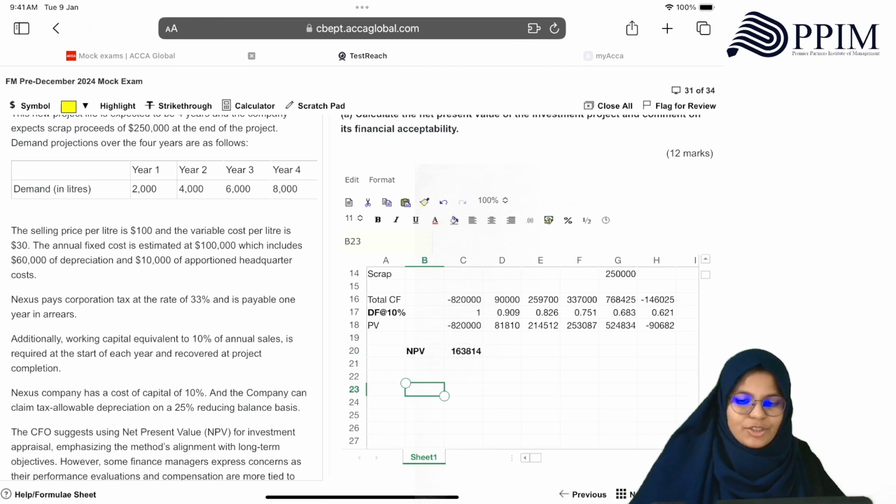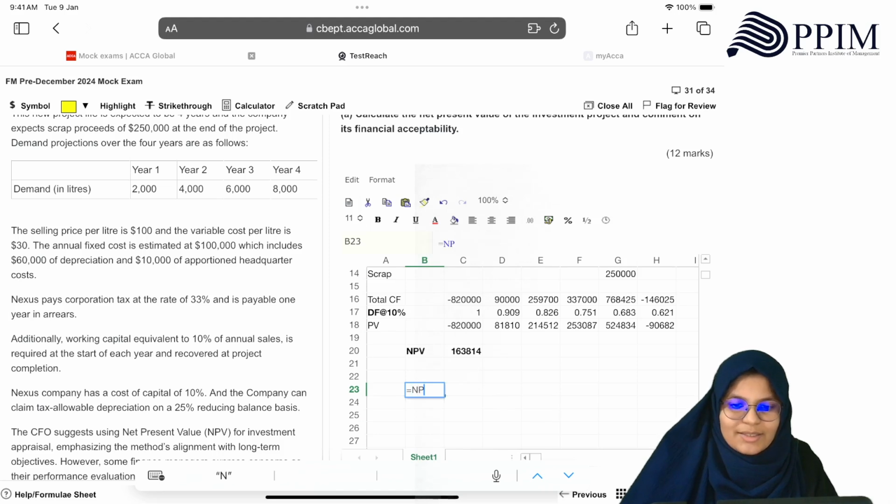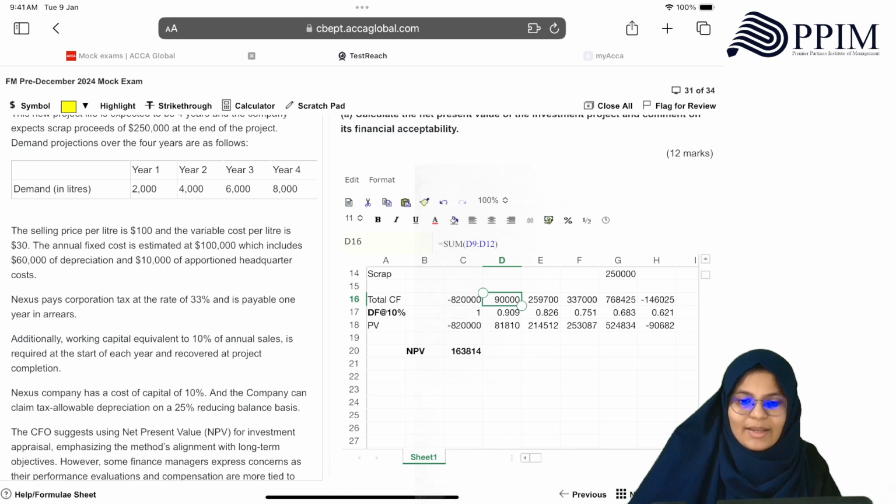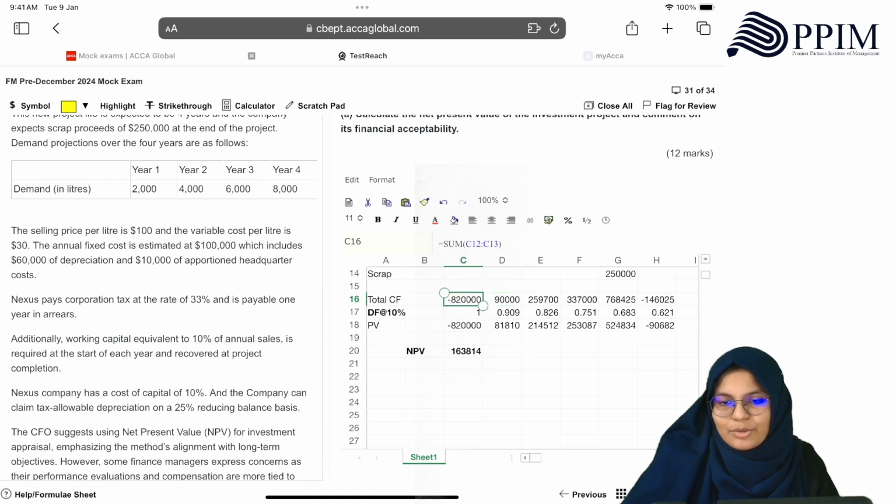So I'm not sure if I can show you. There is a method to get NPV using the spreadsheet alone. Let me show you that also quickly. I think I have showed before. It goes like this: equal sign NPV. You have to open a bracket and select. See, it's not allowing me to do it here. So just have a look at this.